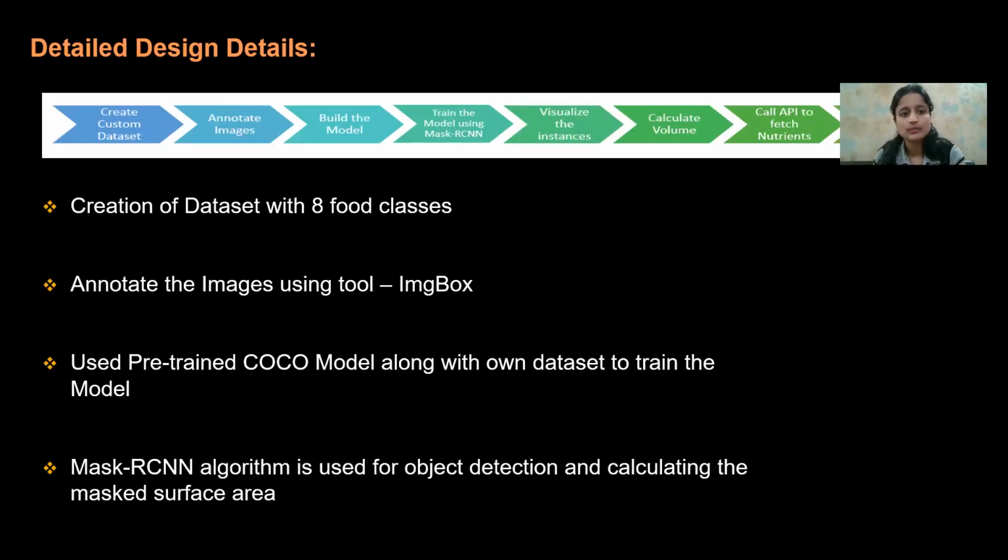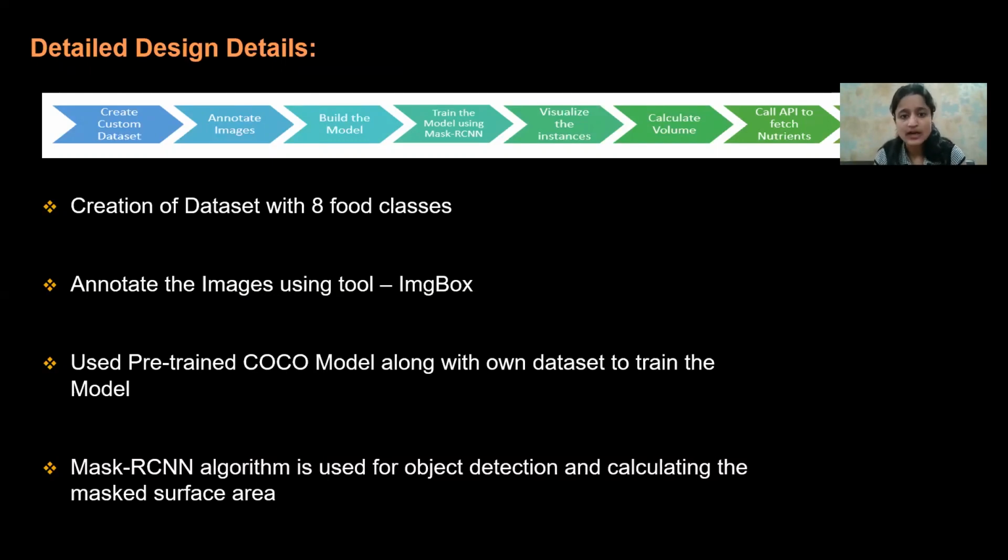In order to explain a bit more, we created a custom dataset, and then we annotated the images using the ImgBox tool. We then built a model. We then trained the model using the Mask RCNN algorithm. Now, what does Mask RCNN do? It simply creates a mask around your food.